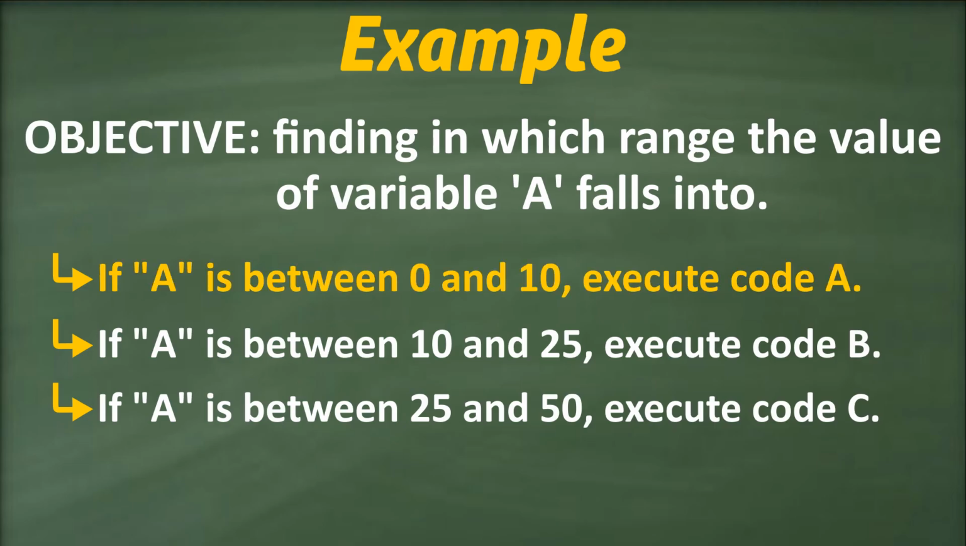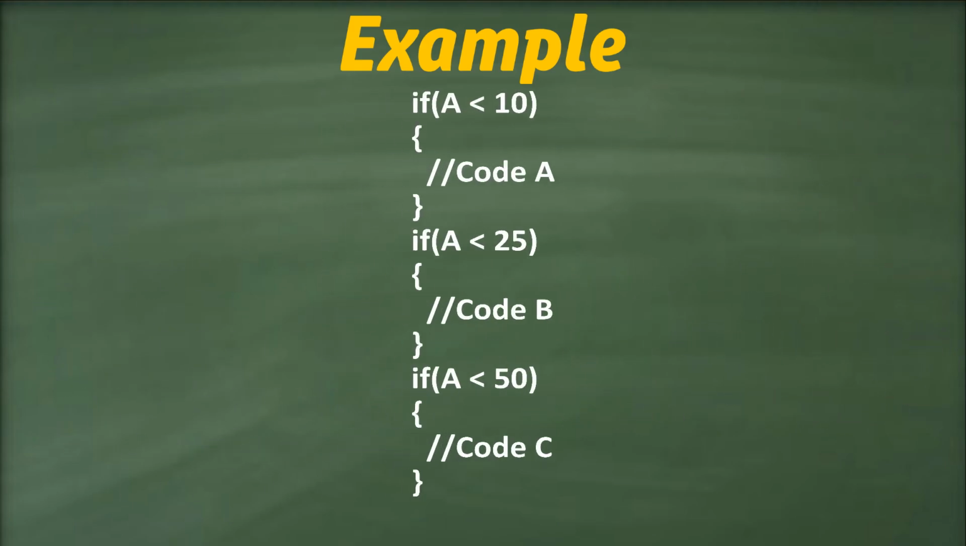If its value is between 0 and 10, code A should execute. If it's between 10 and 25, code B should run. And if it's between 25 and 50, code C should be executed. So to achieve this task, we have written this small program. Here we have 3 separate if statements. The first if statement checks whether A is less than 10. If true, code A executes.